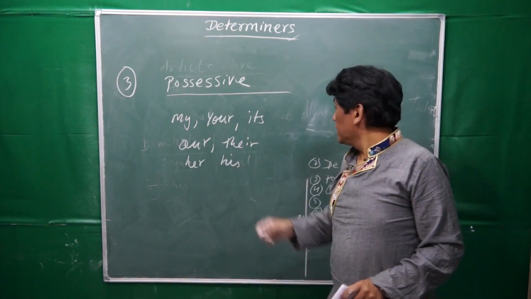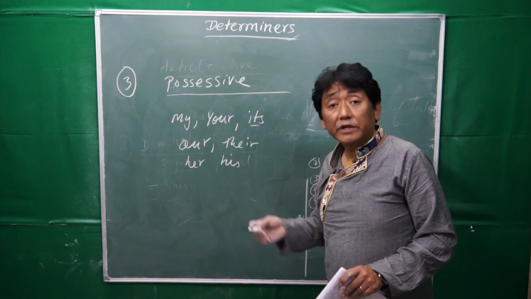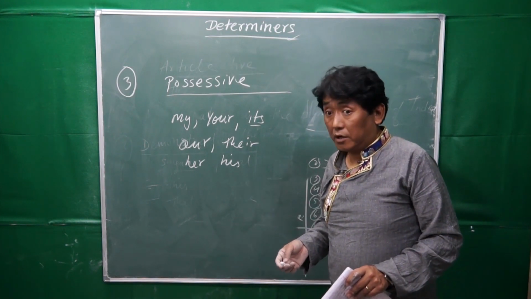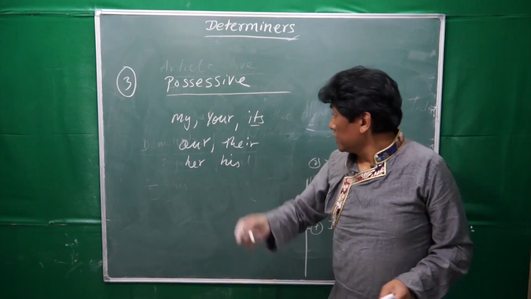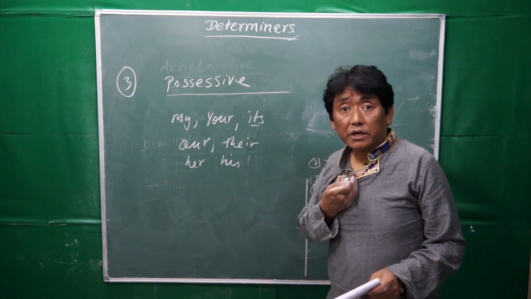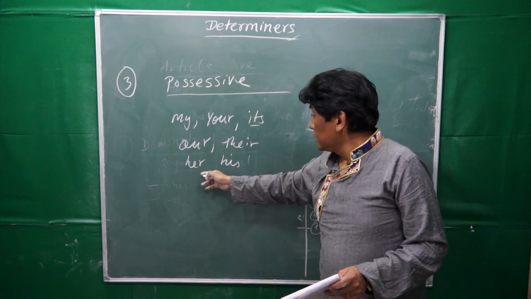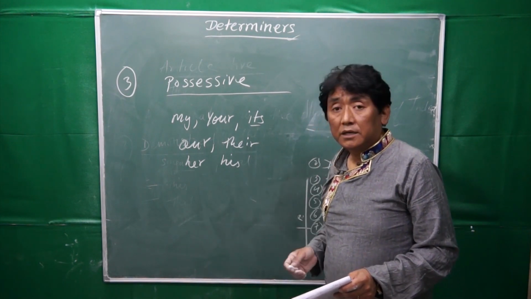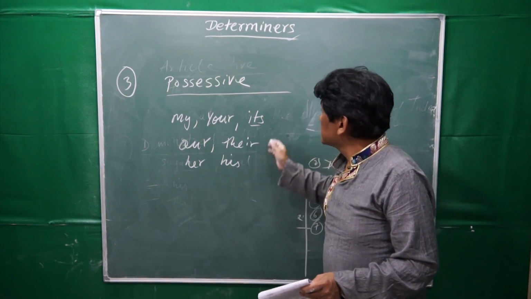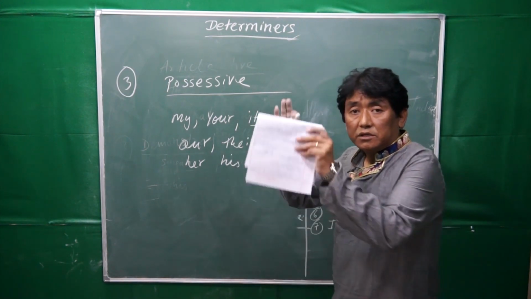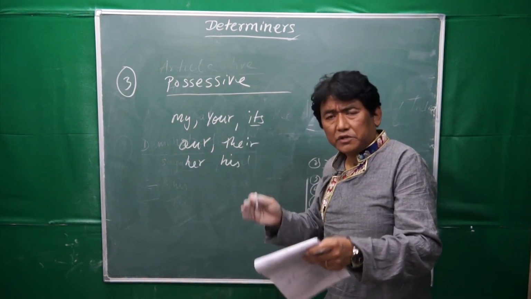And then "its" we can use as a pronoun for non-living things and animals, right? I've talked about a dog. Its tail. Whose tail? Its tail. The dog's tail. Our country. Their school. Her bag. His pencil. This is how you can use this possessive determiner to determine the noun. Understood? You can see this is an adjective of possession also.